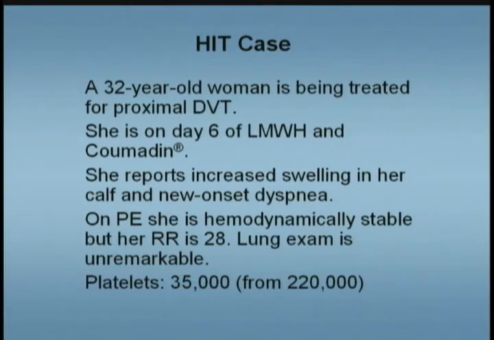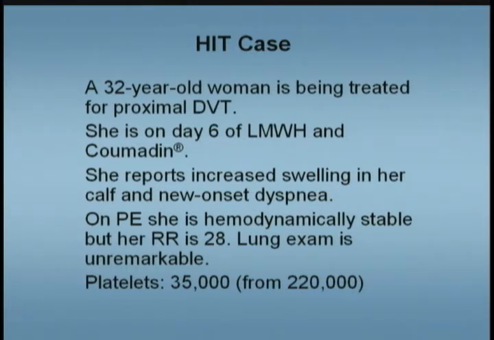On physical exam, she's hemodynamically stable, but her respiratory rate is 28. Her lung exam is unremarkable. Her platelets are 35,000 from 220,000. Nobody had looked into that. So what do you do for this patient right away, right?